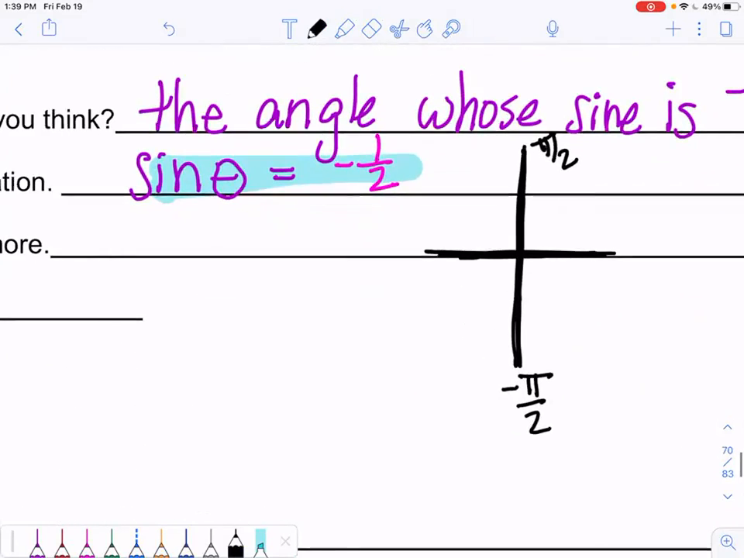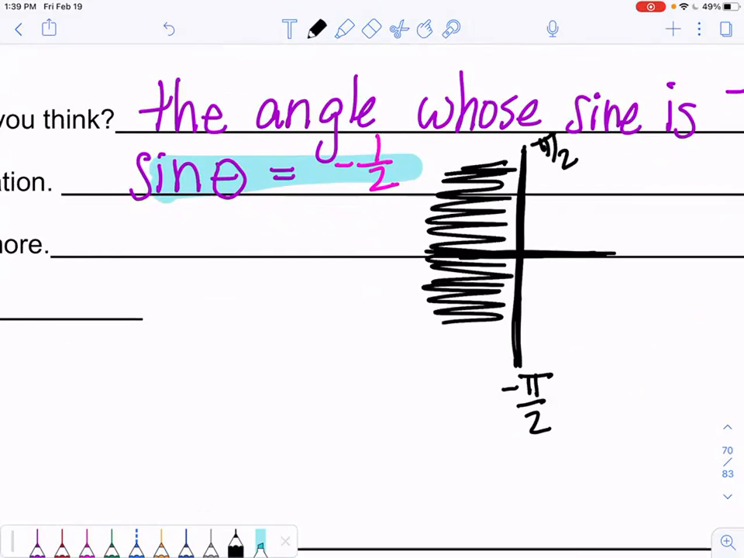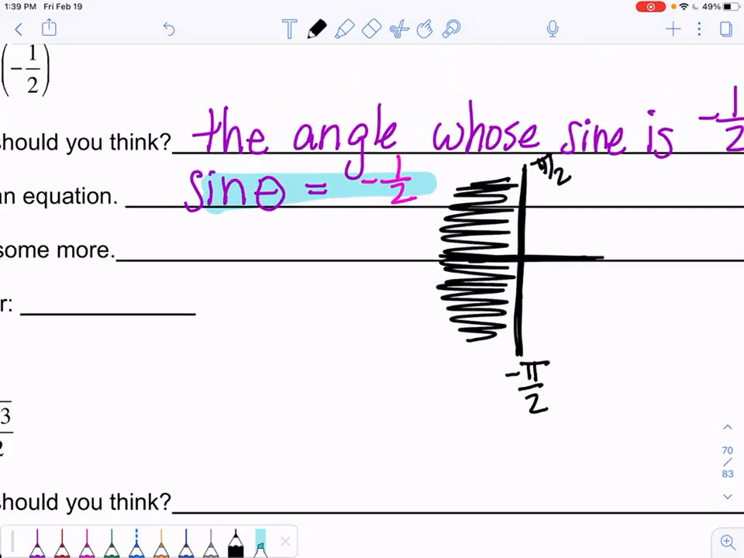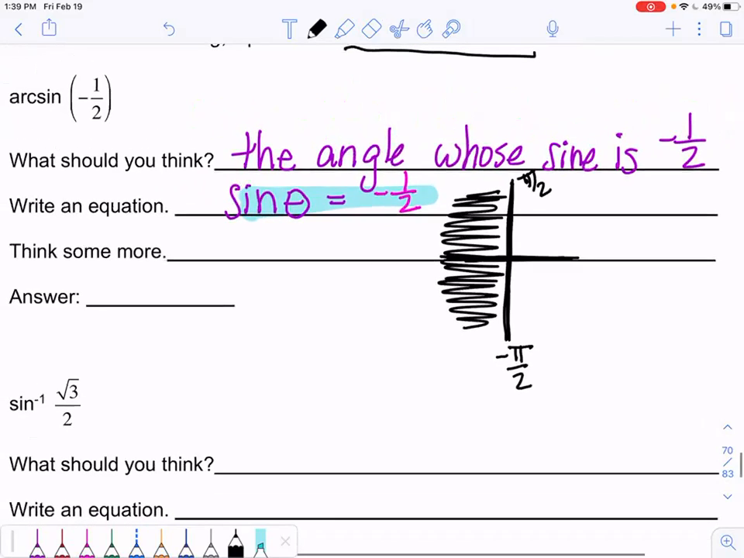That means that pi doesn't exist, or any number on the left side doesn't exist, because any number past pi over 2 will not exist. So that whole left side doesn't have an inverse, because the inverse only goes between those two angles, negative pi over 2 and positive pi over 2. So here's where you have to think back to the unit circle.